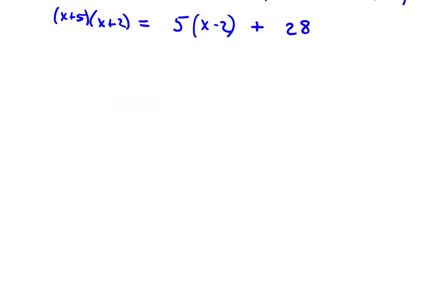Now we'll solve this as a quadratic equation by FOILing the left side, which currently stands as x plus 2 times x plus 5. If we FOIL that out, we'll end up with x squared plus 7x plus 10. On the right side, we'll distribute the 5 to get 5x minus 10. And then we have our plus 28.